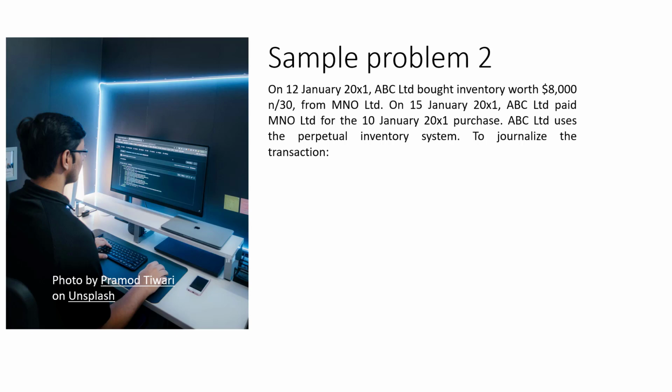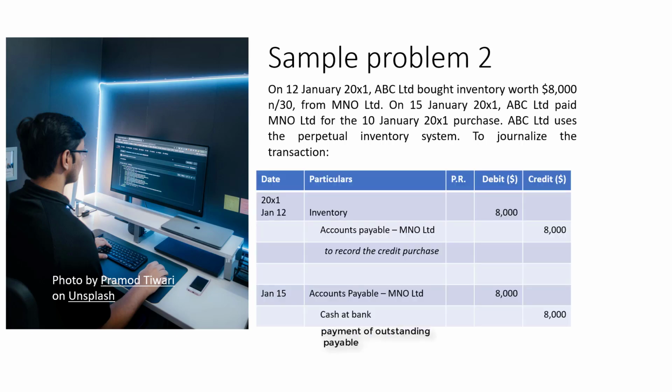So to journalize the transaction, it will be debit inventory and then credit accounts payable on 12th January. Of course, that will be 8,000. And then on 15th January, we have the payment, debit accounts payable and credit cash at bank.